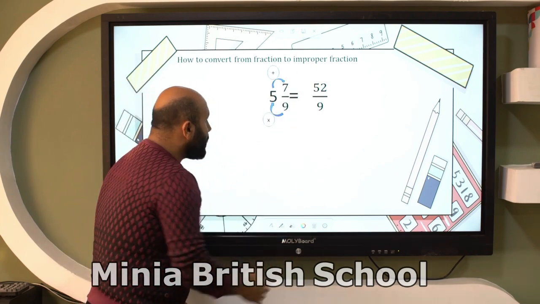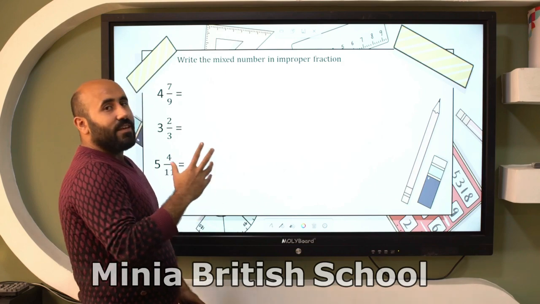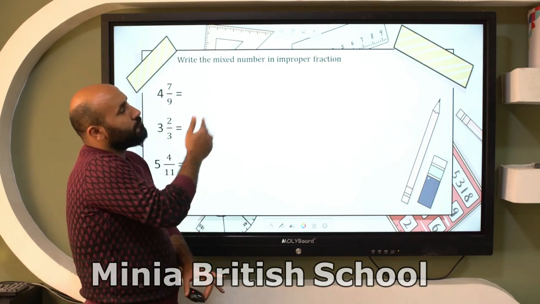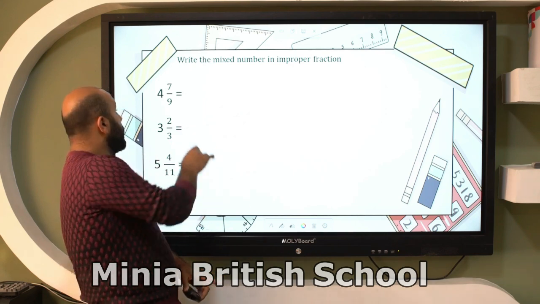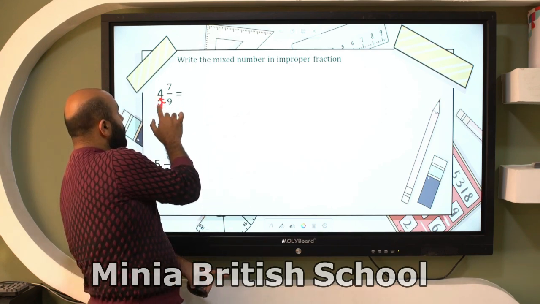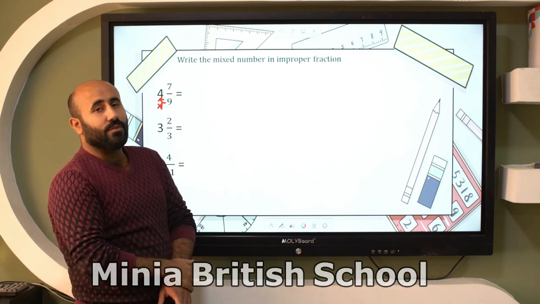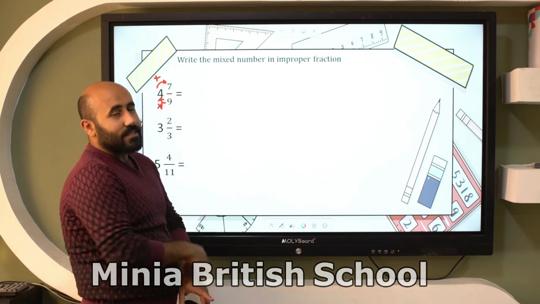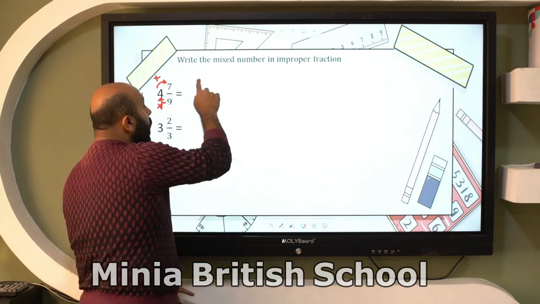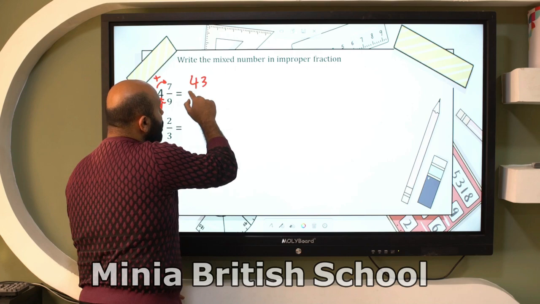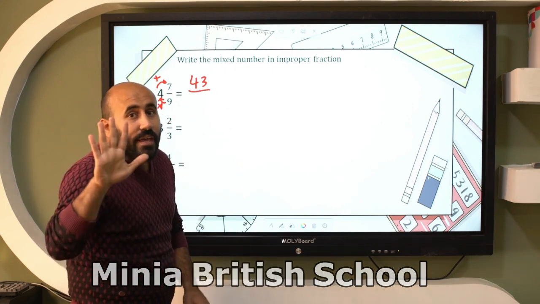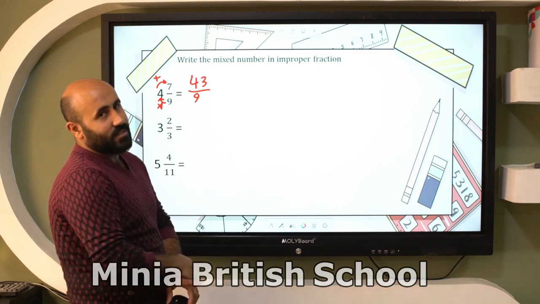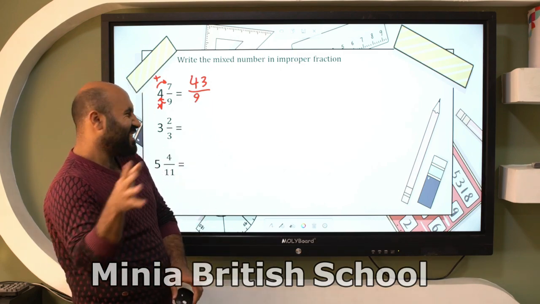And here are some examples to make it easier. For example, I want to convert 4 and 7/9 into an improper fraction. Well, it's simple. 4 times 9, this is the first step. 4 times 9 equals 36. 36 plus 7 equals 43. So I will write 43 in the numerator. What about the denominator? It will stay as it is. So it will be 43 over 9. Okay? Is it clear? Let's take the second one.